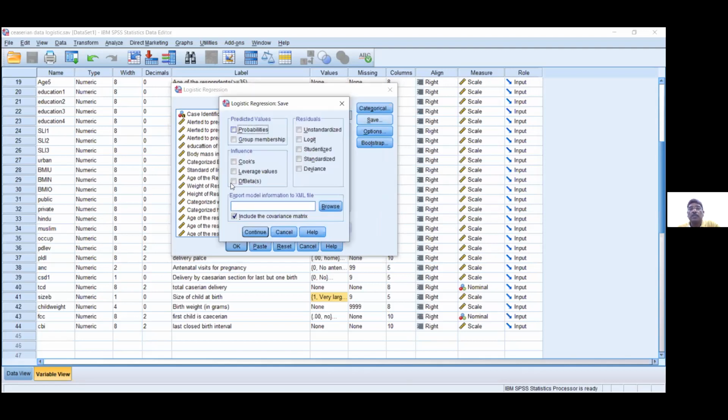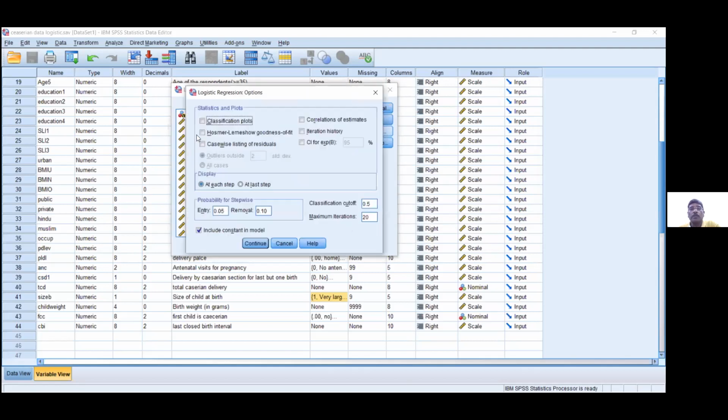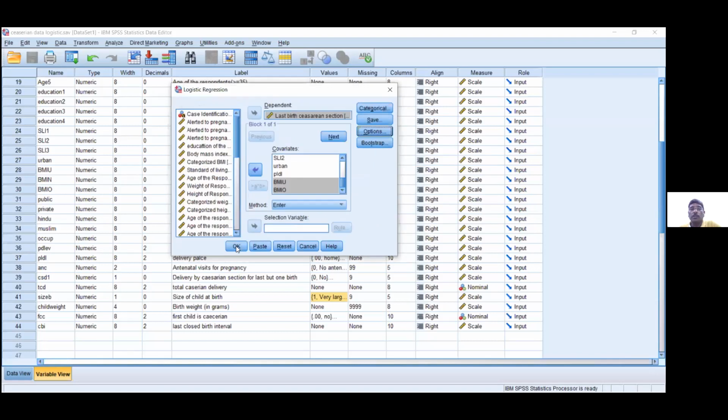In save, you can save the probability if you want. In options, you can get the classification plot, Hosmer-Lemeshow goodness of fit, and correlation of estimates, whatever you want. If you do not check this, you will not get Exp(B), the odds ratio, only the beta coefficient. Bootstrap is not required. So click OK.